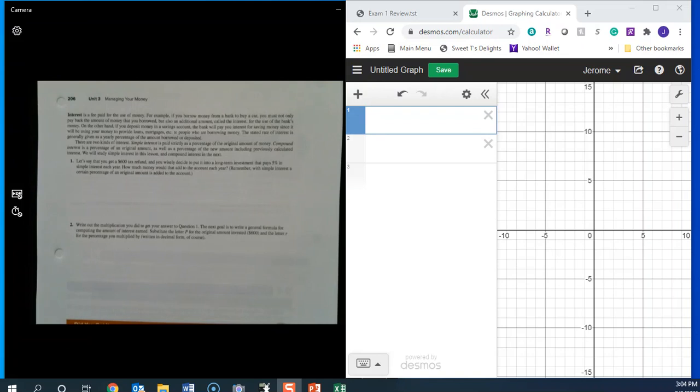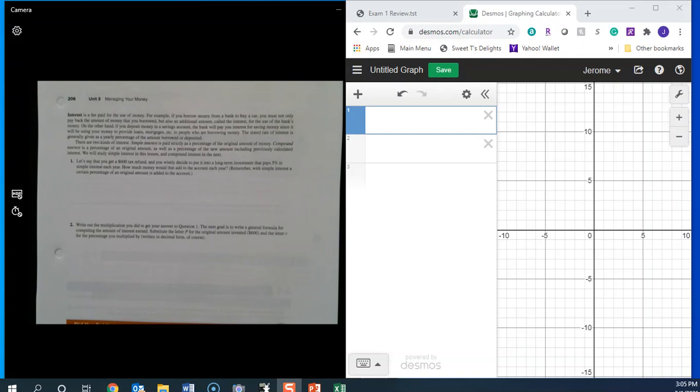It says interest is a fee paid for the use of money. For example, if you borrow money from a bank to buy a car, you must not only pay back the amount of money that you borrowed, but also an additional amount called the interest for the use of the bank's money. On the other hand, if you deposit money in a savings account, the bank will pay you interest for saving money, since it will be using your money to provide loans, mortgages, etc., to people who are borrowing money.